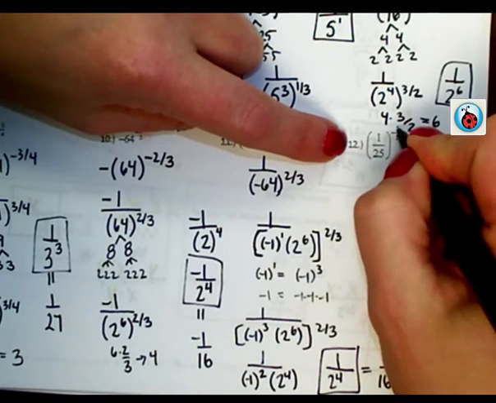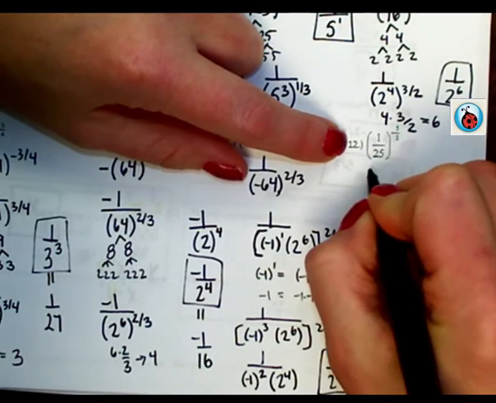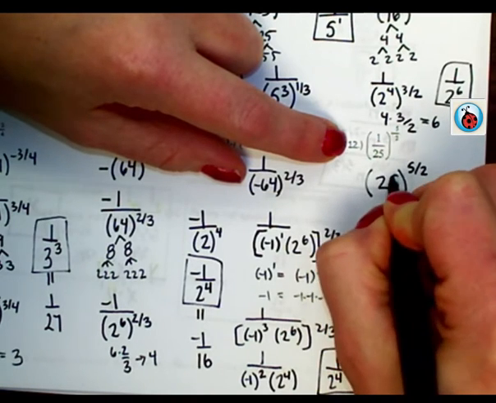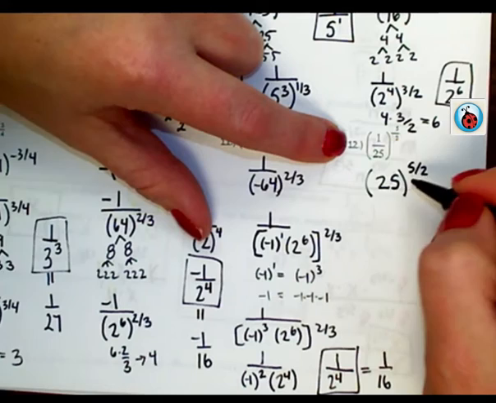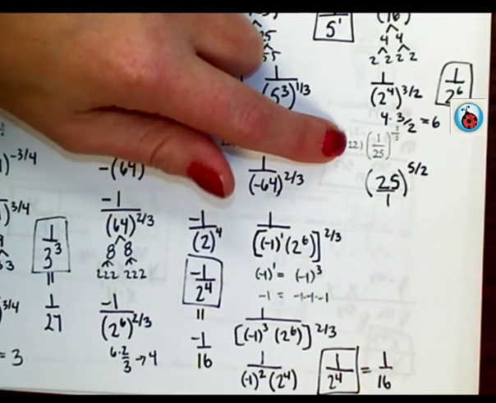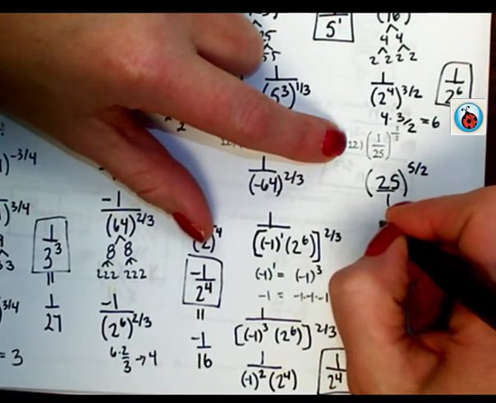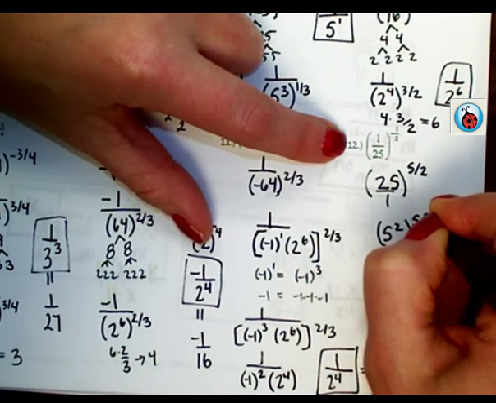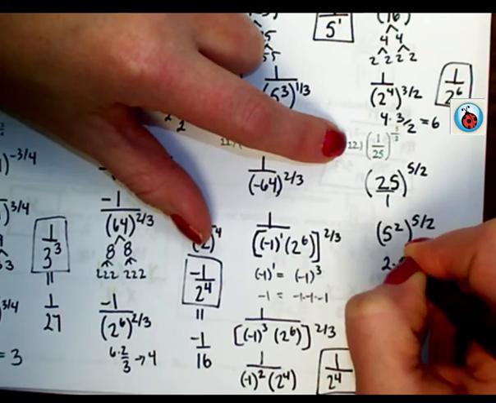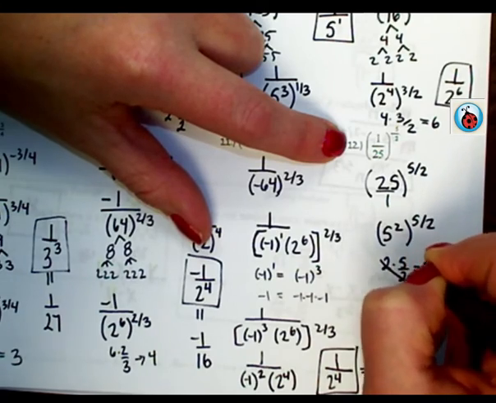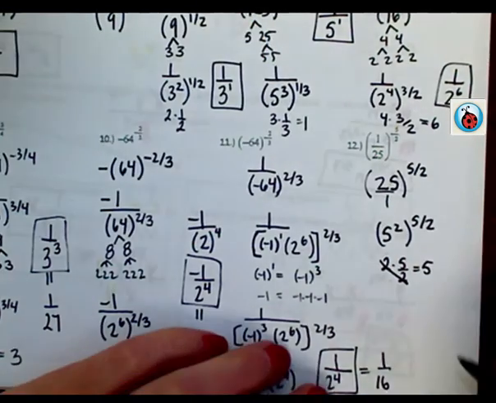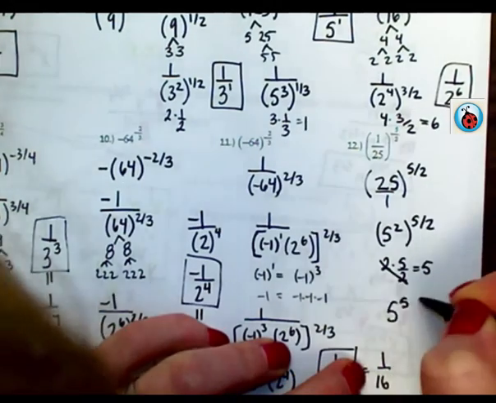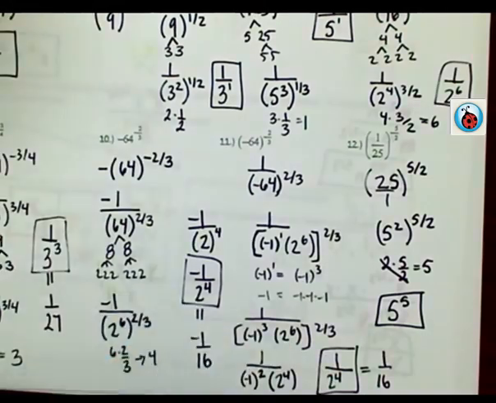Okay, last one. 1 over 25 to the negative 5 halves. So I'm going to change this to a positive 5 halves and take the reciprocal, right? 25 over 1 is just 25. Okay, so my factor tree says that 25 is 5 squared. Exponent rule. Okay, 2 times 5 halves is 5. So we end up with 5 to the 5th, and I'm going to go ahead and leave it in exponent form.